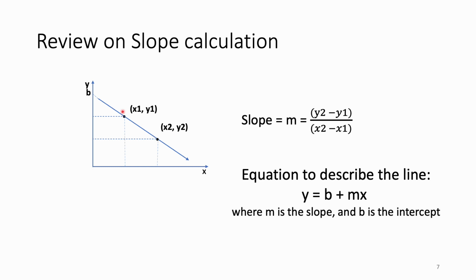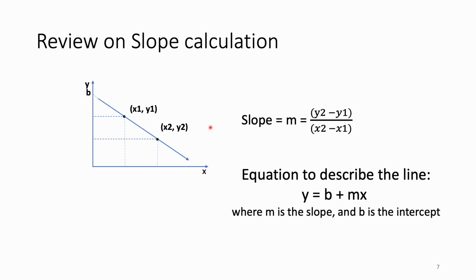The equation to describe the straight line here is y equals b plus mx, and m is the value of slope. You can find it from the graph or from the values here. With any change of x, you have a different value of y. And b is the intercept, where the line cuts the y axis, when x is 0.